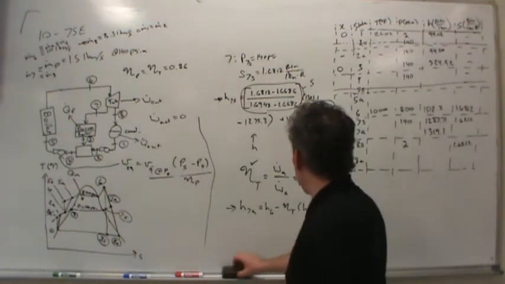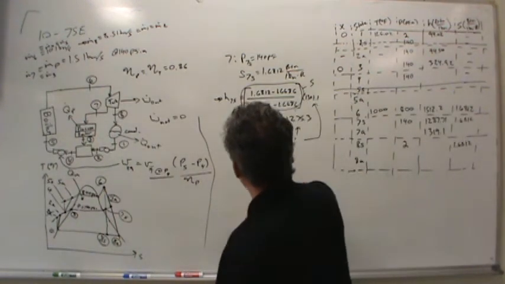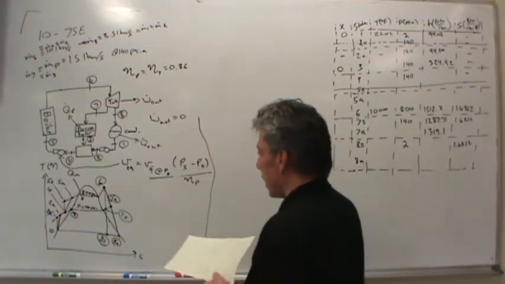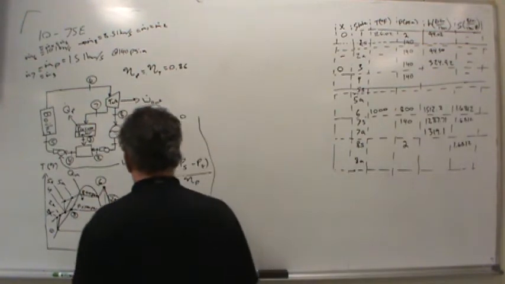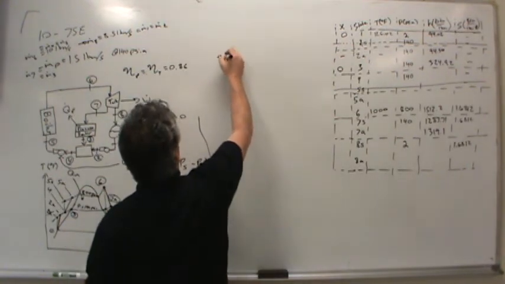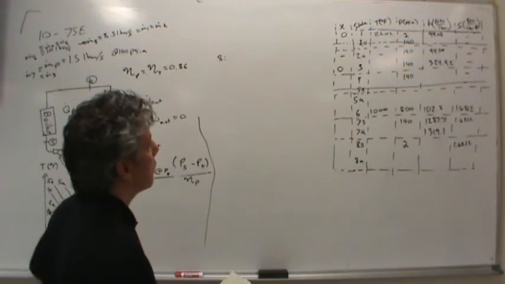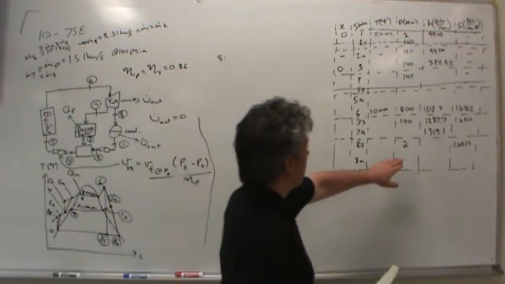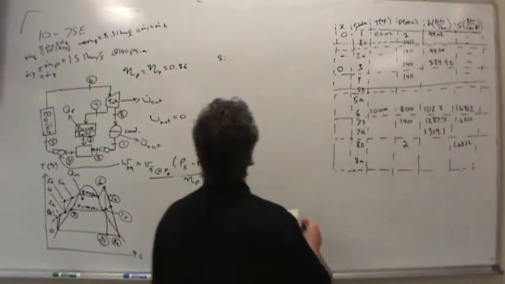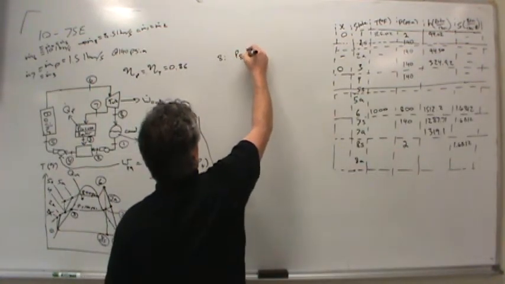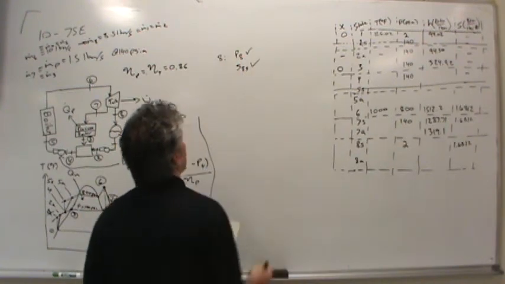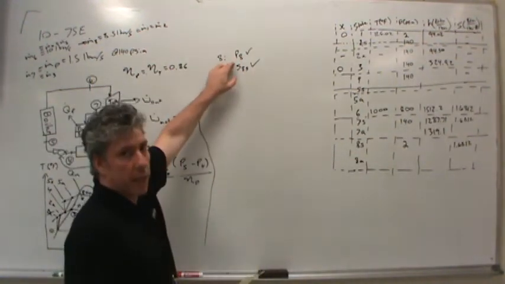Okay, well that takes care of state 7 actual and 7 isentropic. Well, we could do the same thing for state 8, couldn't we? For state 8, what do we know? Well, let's see. For state 8, we know the pressure, and for state 8S, we know what the entropy should be. So P8 is known, and S8S is known. Right? Now notice I didn't say P8S.